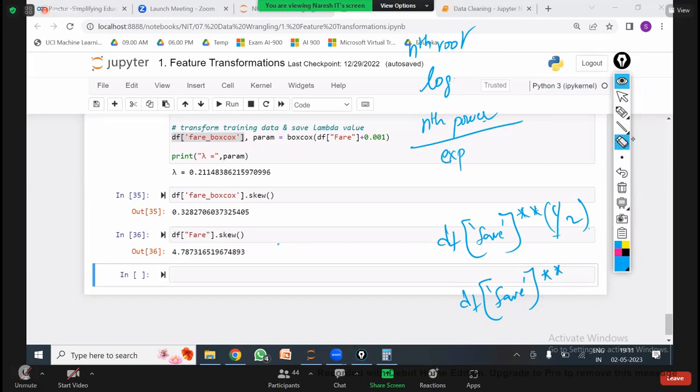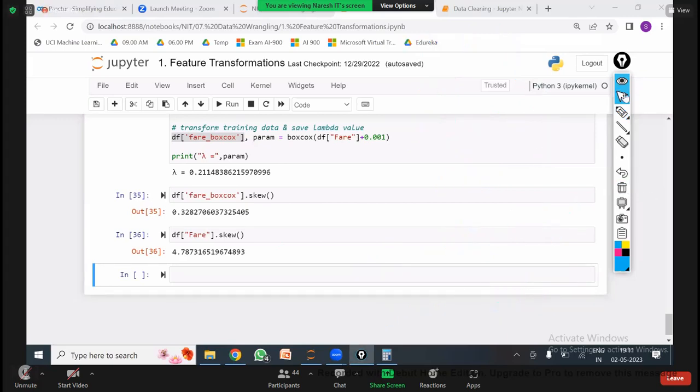If you write the code like this, it is called root transformation. This is called power transformation. Right? Now you are going to apply either nth root or log or nth power or exponential, along with Box-Cox. These are the various things which are used for transforming skewed data to normal data. Is that clear? Clear, guys? Any questions in the future transformations, converting skewed data to normal data?